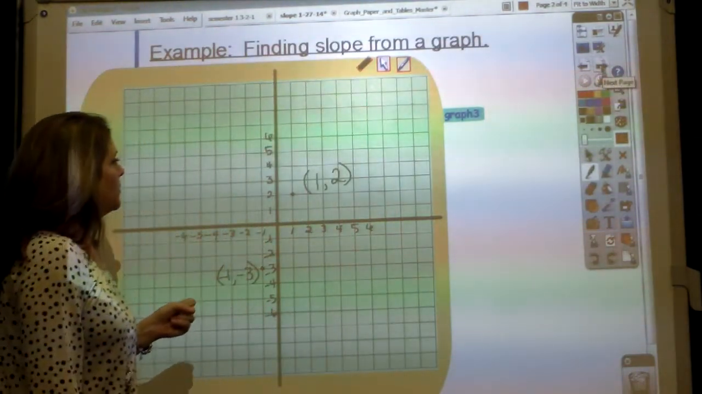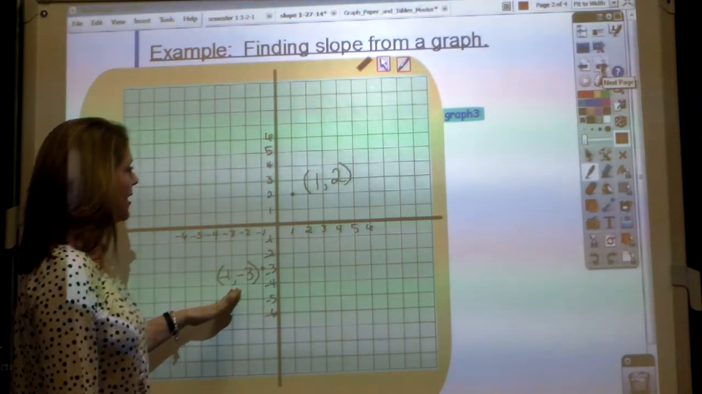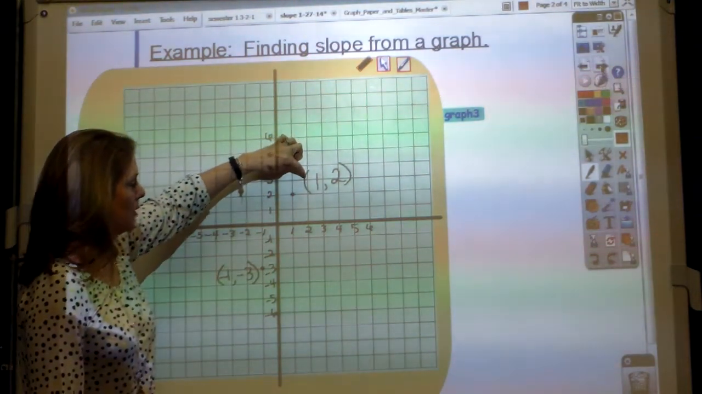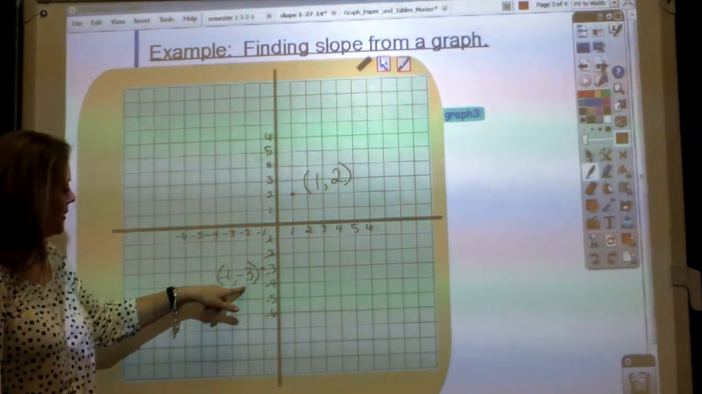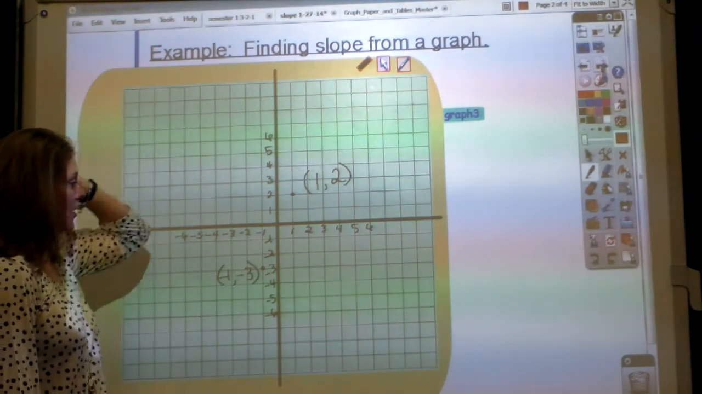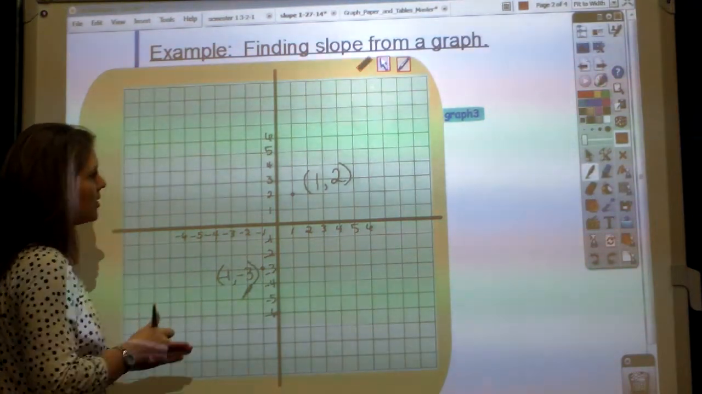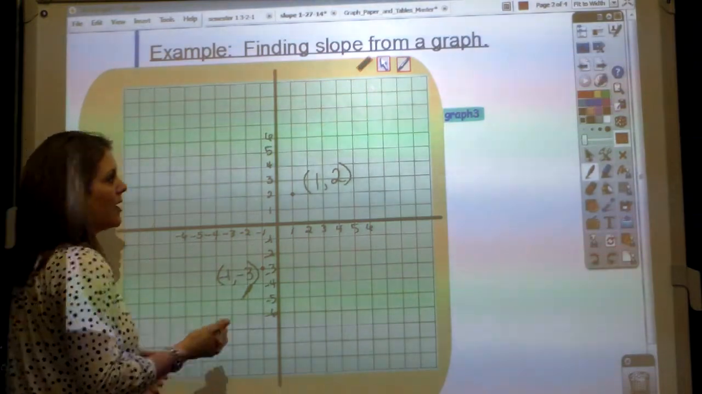Let's look at an example of how a slope can describe the steepness of a line. We have 2 points here, one point at (1, 2), so the x is 1, the y is 2, and then another point down here where x is -1, y is -3. These are going to fall on a straight line, but we're going to talk about the slope between those 2 points by looking at the rise over the run.